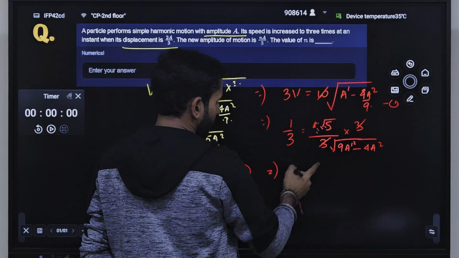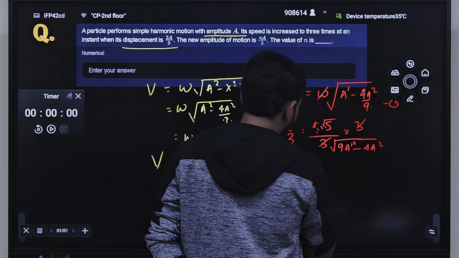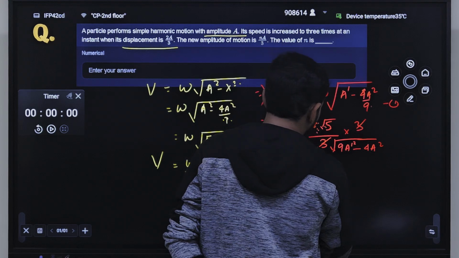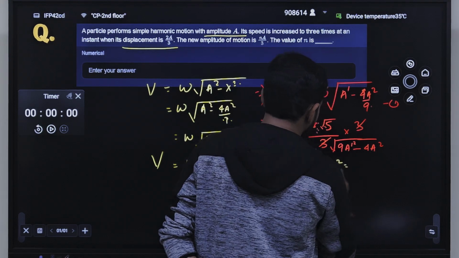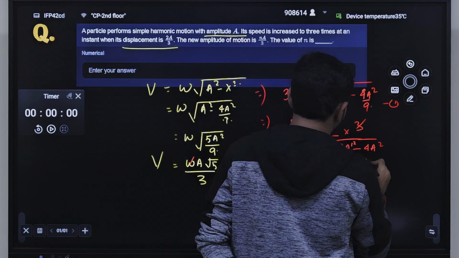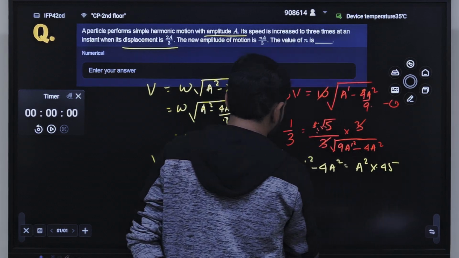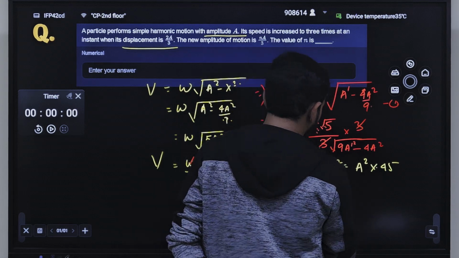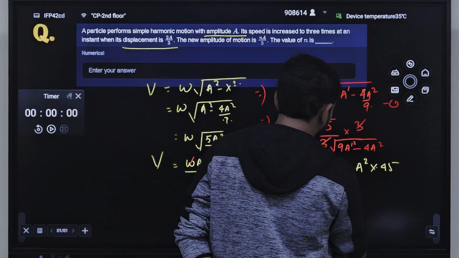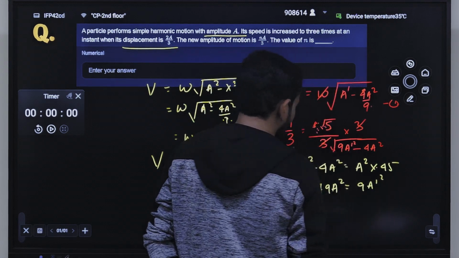Square both the sides, I will say. Squaring both the sides will give you how much? Here you will have 9a dash square minus of 4a square. On the right hand side, what will it become? Here multiplied by 3, that means it will be a square, 5 into 9, 5 into 5, that is 45. What do you get from here? This will be going on that side. That means 49 a square is equal to 9 a dash square.